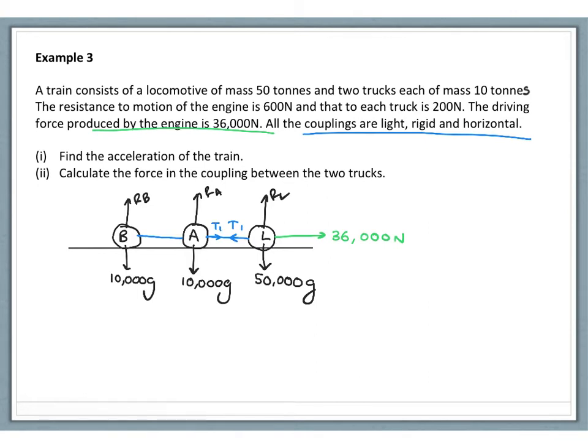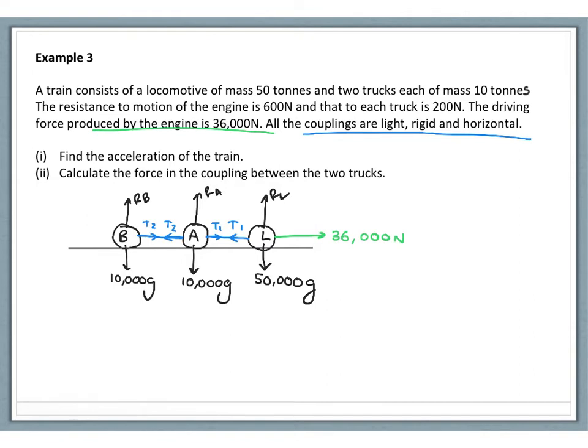opposite reaction forces. But because the coupling between A and B is a different rod to the coupling between A and L, that means that the tensions here are different. So we must label them differently, T2 and T2. You've got different rods, different tensions.